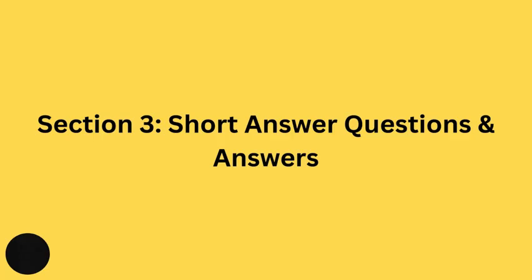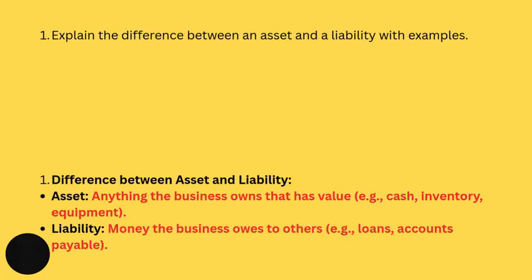Section 3 is short answer questions and answers. Now let's dive into the distinction between assets and liabilities. Explain the difference between an asset and a liability with examples. First, an asset is anything the business owns that holds value. This could include items like cash, inventory, or equipment. Think of it as resources that can generate future economic benefits for the company.